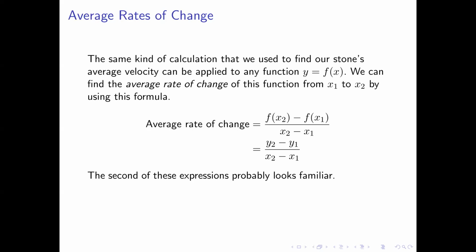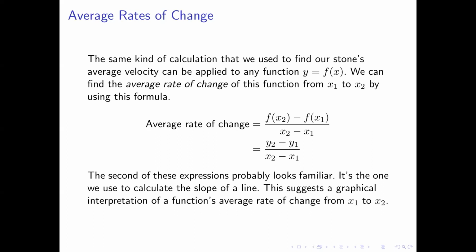Now, the second expression you see there, y2 minus y1 over x2 minus x1, probably looks familiar. You might have seen that and said, oh, wait, I've seen that before. It's how we calculate the slope of a line. And that then leads to a kind of graphical interpretation of a function's average rate of change over some x interval from x1 to x2. So let's take a look at that graphical way of interpreting this idea.